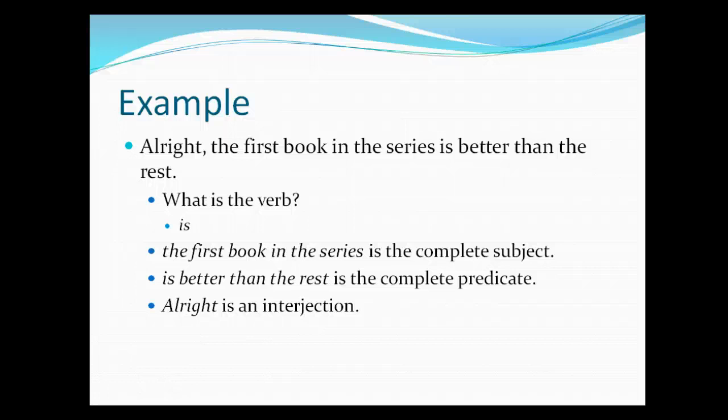We know the verb is, so that needs to start our complete predicate. Is what? Is better than the rest. That's our complete predicate. So we're left with the word all right, which is followed by a comma. What do we do with that? Well, it's an interjection. Not much different than okay, yes, well, words we don't need in a sentence that are thrown in there for style or voice. For our purposes, though, it's not considered part of the subject nor the predicate.